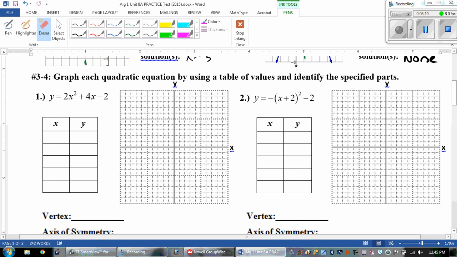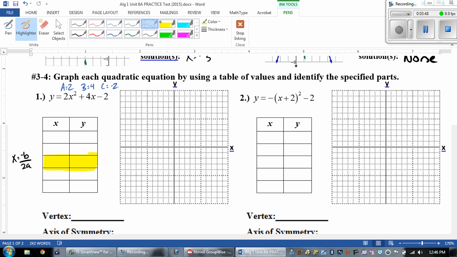Next, graph each quadratic equation by using a table of values and identify the specified parts. So, looking at number 1, sorry, that should be number 3. The first thing that I notice is that my a is 2, my b is 4, and c is -2. This is telling me that it's in standard form. Okay, so I need to use x equals the opposite of b over 2a to find my vertex.